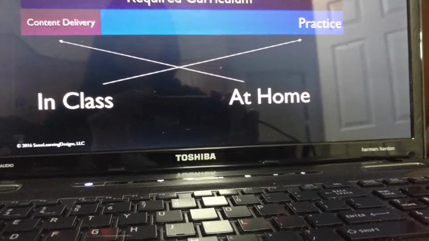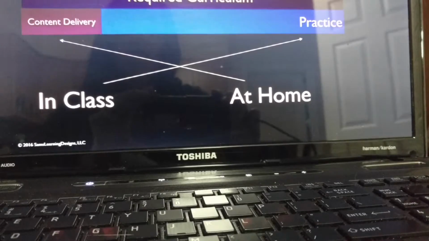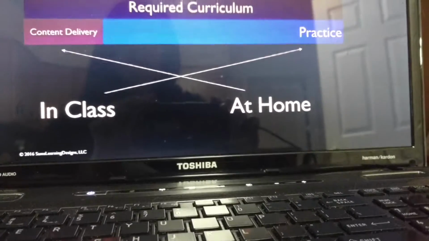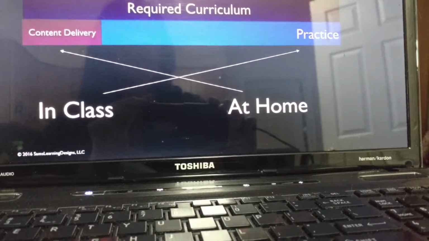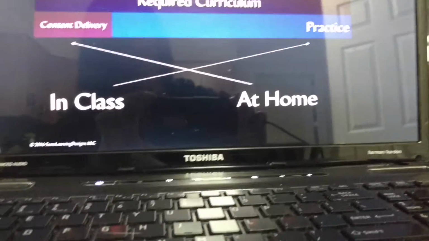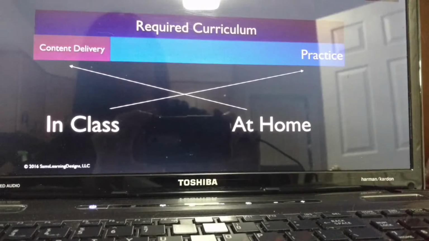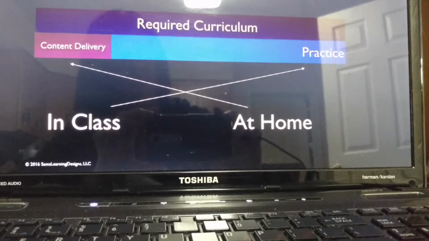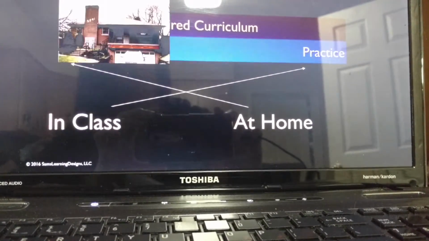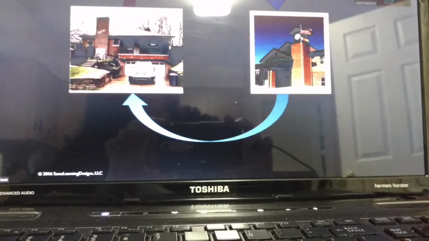So what I did is I started sending the content delivery home and doing the practice in class. So doing the easy stuff at home and doing the hard stuff in class when I was there as a content area expert, as an education expert, if you will, to help my students when they needed me most, instead of sending them home to be frustrated. So that's the idea behind Flip.